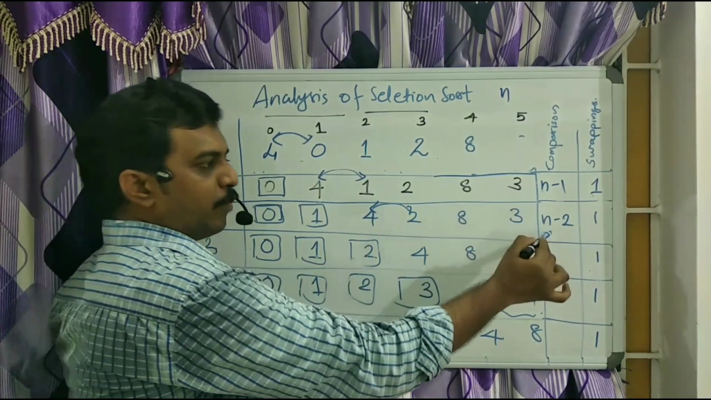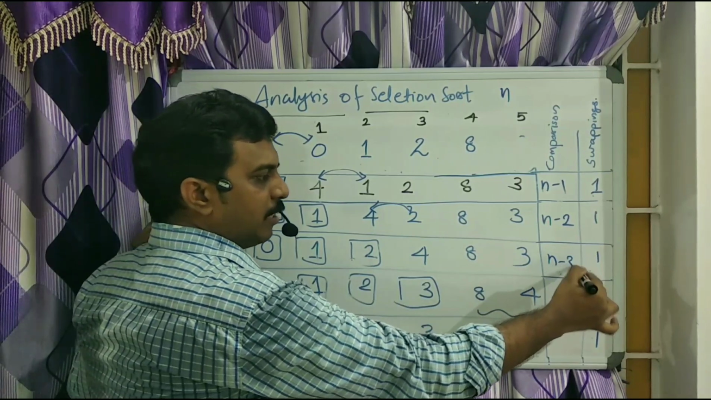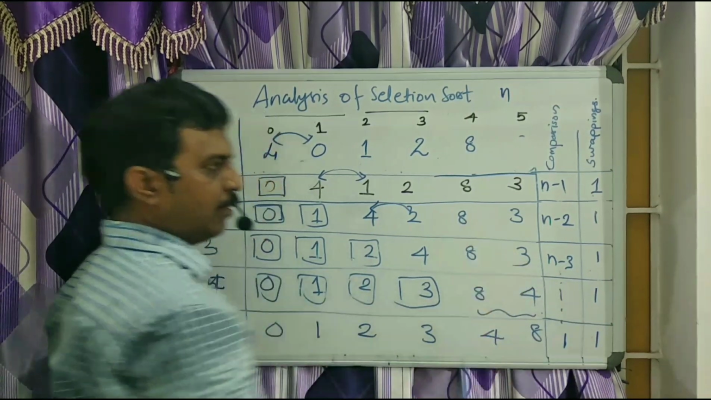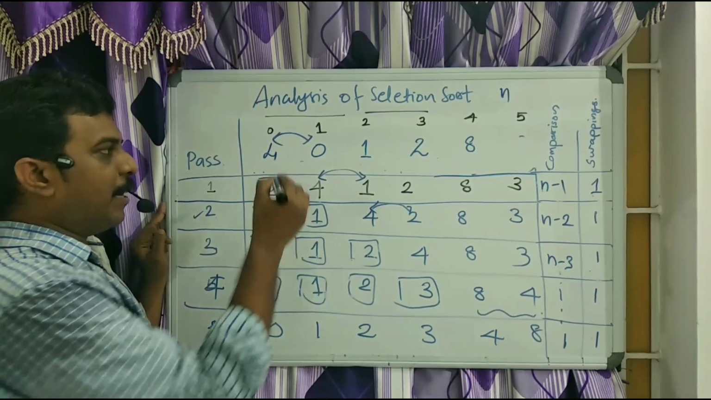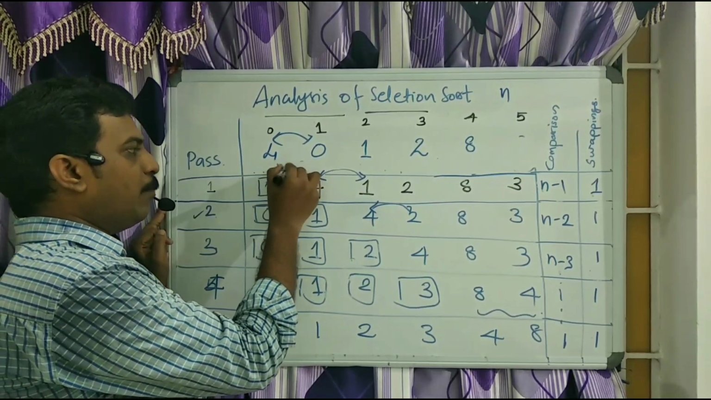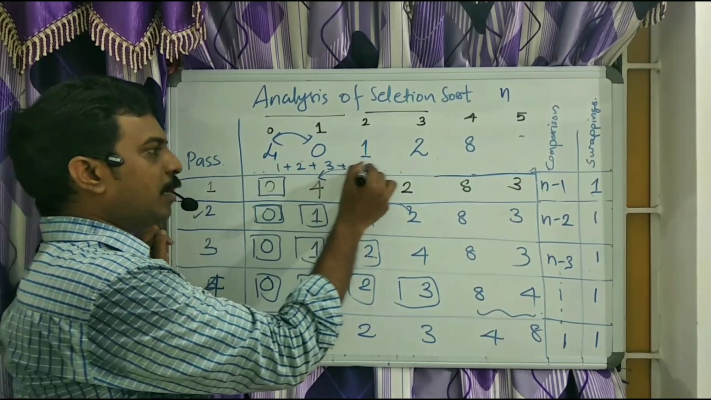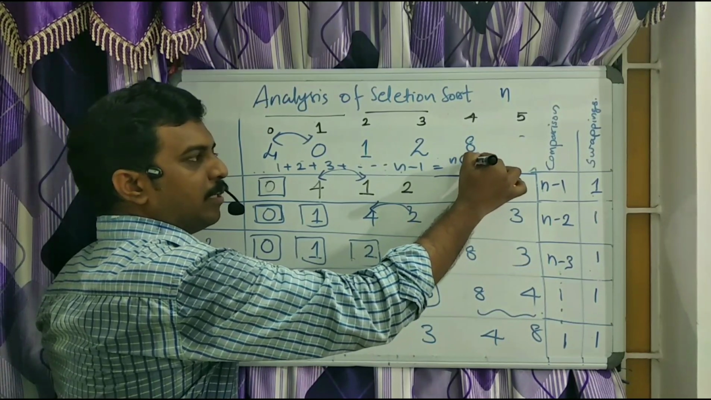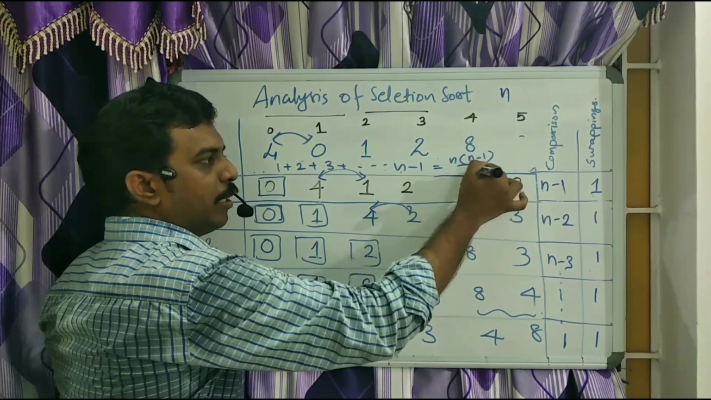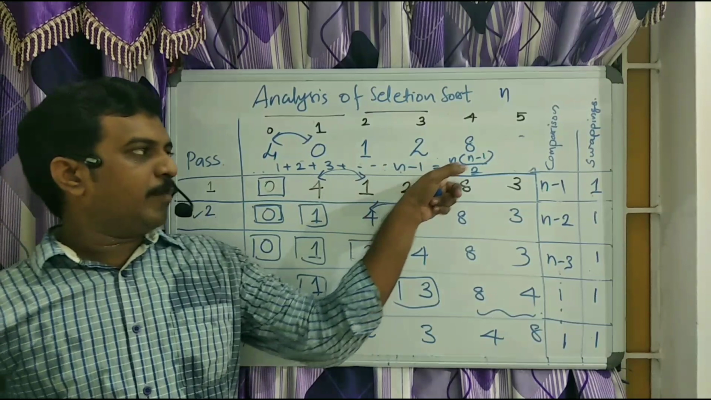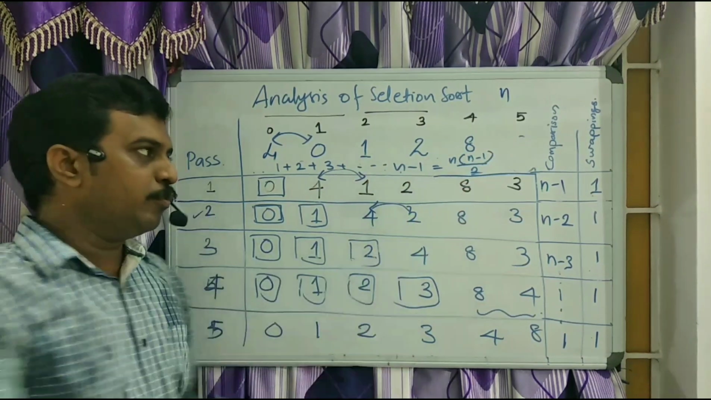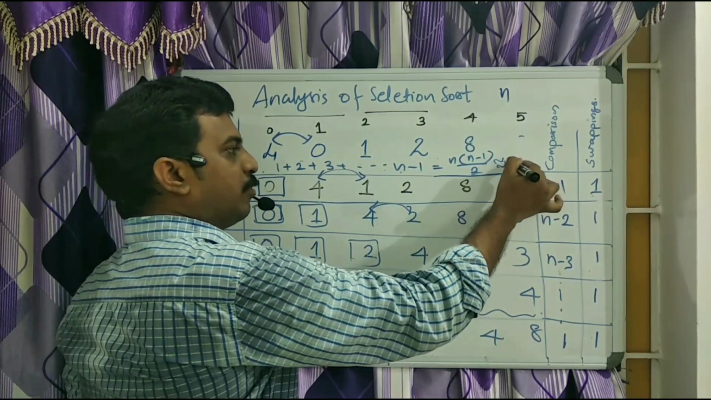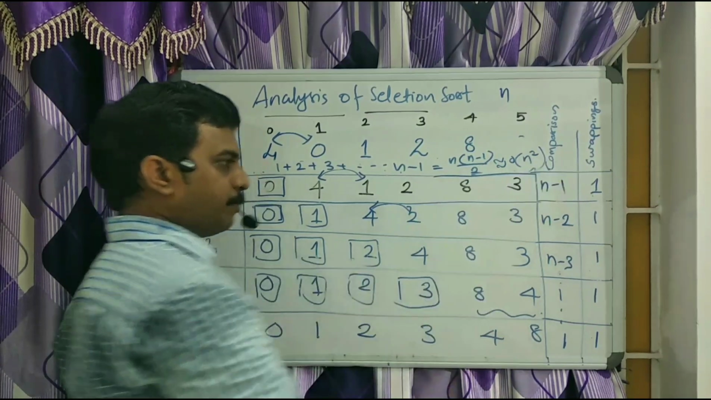Okay. Then n minus 1, n minus 2, the next will be n minus 3, then finally I will get 1. So the total number of comparisons involved is nothing but 1 plus 2 plus 3 plus etc. up to n minus 1. That is nothing but the sum of the first n minus 1 natural numbers, n into n minus 1 by 2. So this is nothing but n square minus n by 2. Asymptotically you can write it as big O of n square.